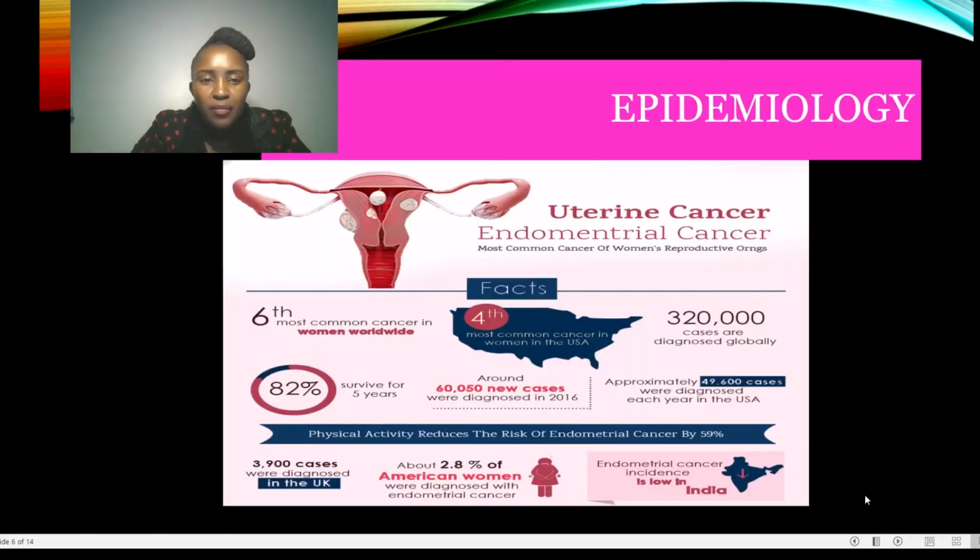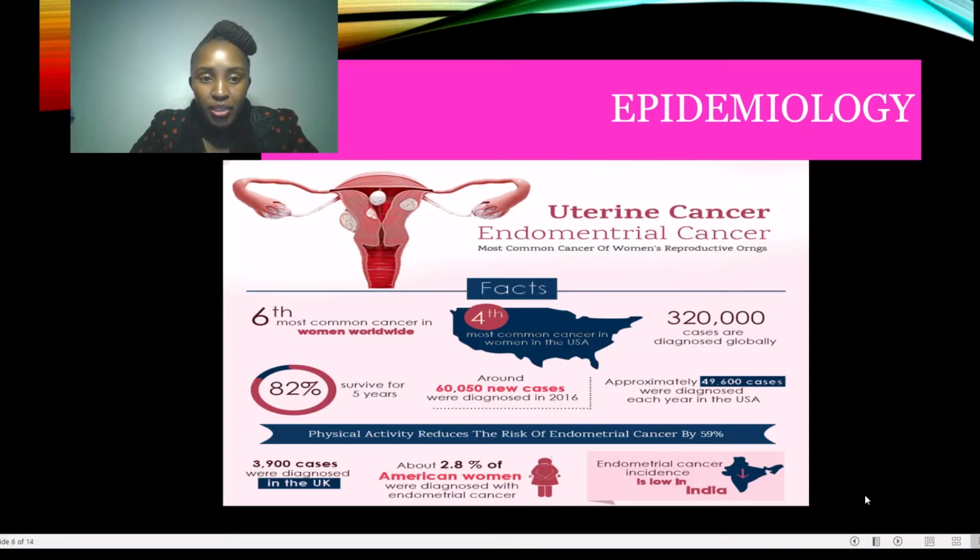So looking at epidemiology in another format, uterine cancer or endometrial cancer is the most common cancer of women's reproductive organs, and it is the sixth most common cancer in women worldwide. It is the fourth most common cancer in women in the USA, and this attributes to about 320,000 cases diagnosed globally.